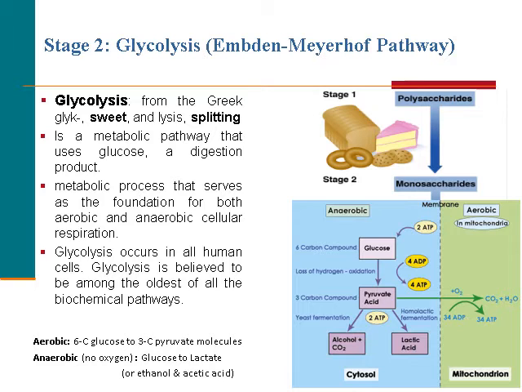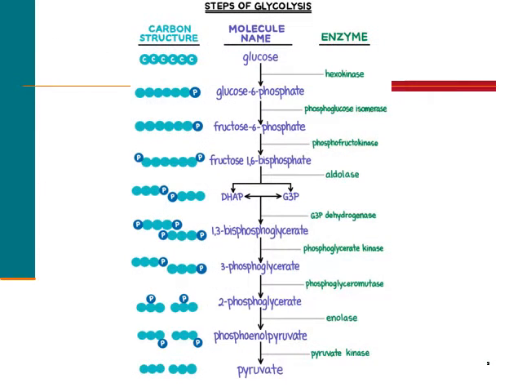Aerobic means 6 carbon glucose converted into 3 carbon pyruvate molecules, while anaerobic means no oxygen. In these conditions, glucose converts into lactate. Now let's move on to the next slide and see the different steps of the glycolysis.